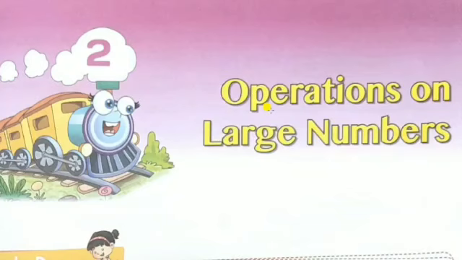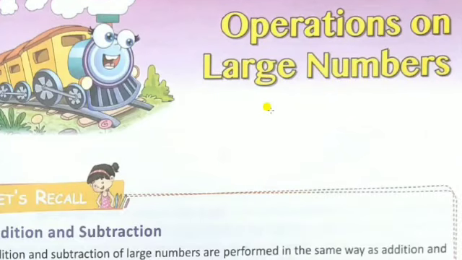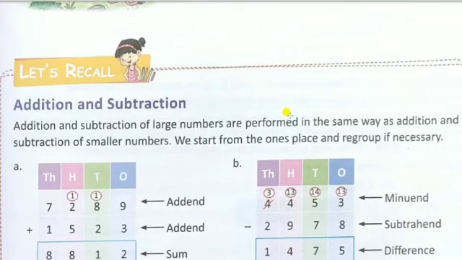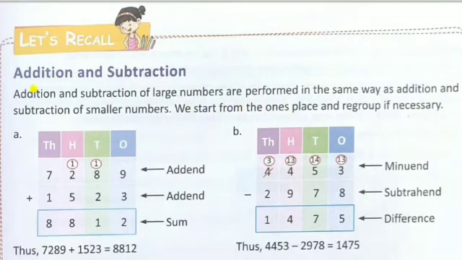So let us recall with the revision part. Addition and subtraction. Addition and subtraction of large numbers are performed in the same way as addition or subtraction of smaller numbers. As you have learnt in smaller classes, how to subtract two numbers, how to add two numbers, how to add three digit numbers, how to subtract a smaller three digit number from a bigger three digit number, the rules which you have learnt in lower classes, we will be following the same rule for large numbers.